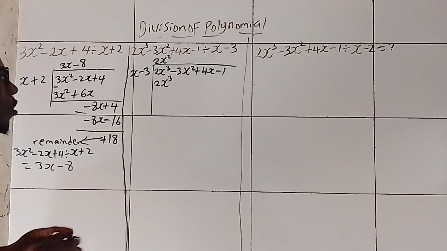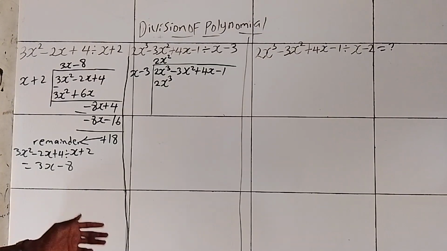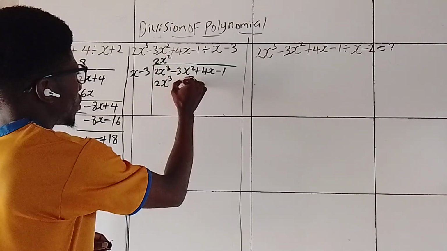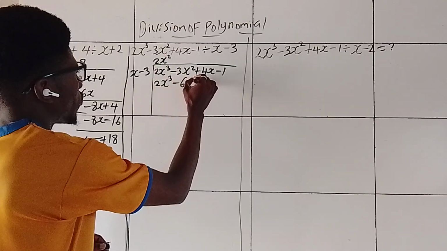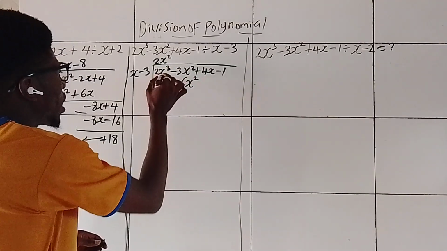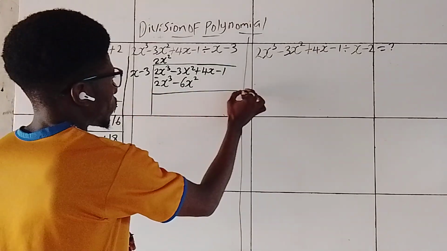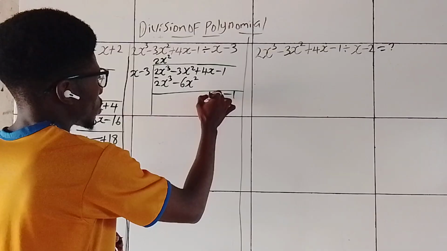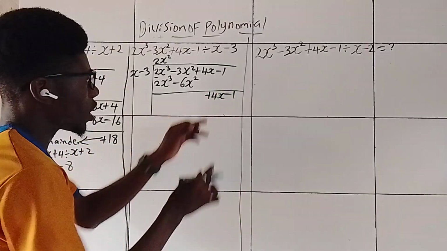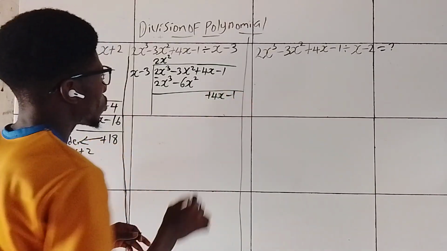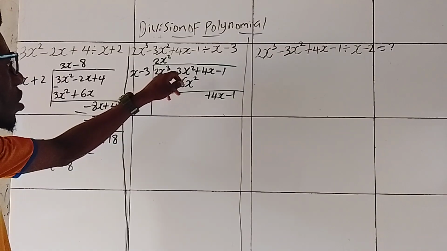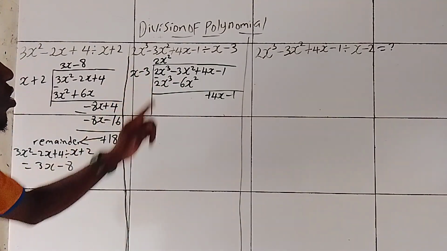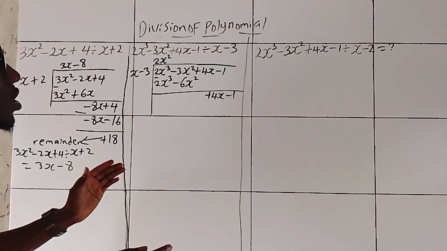Now 2x raised to the power of 2 multiplied by minus 3 is going to be minus 6x raised to the power of 2, right? Yes. So next is to subtract. So we bring down our minus 1 plus 4x. Now always take note of your sign, please. So now the next is minus 3x squared minus 6x squared.